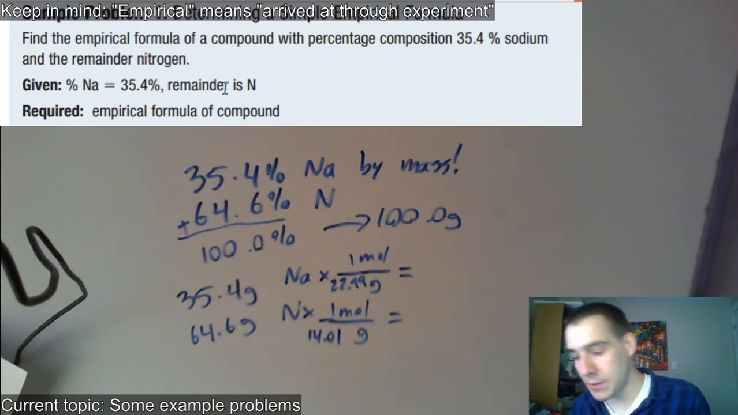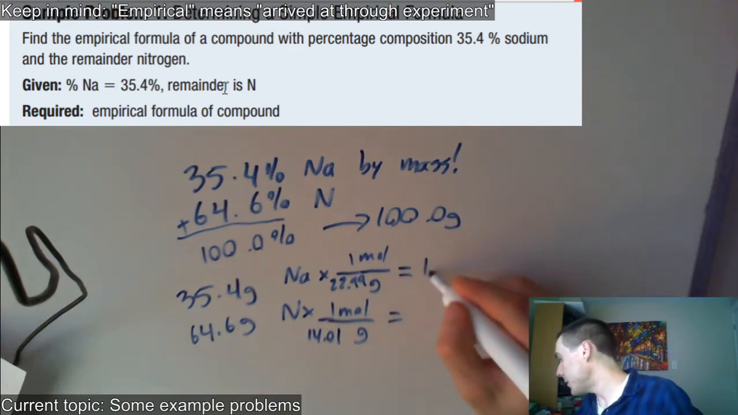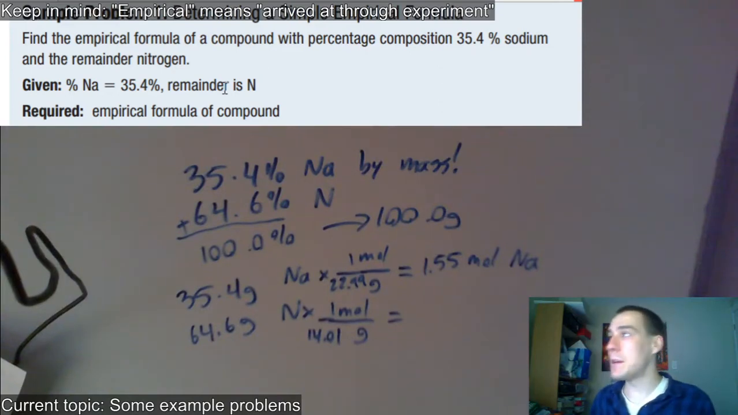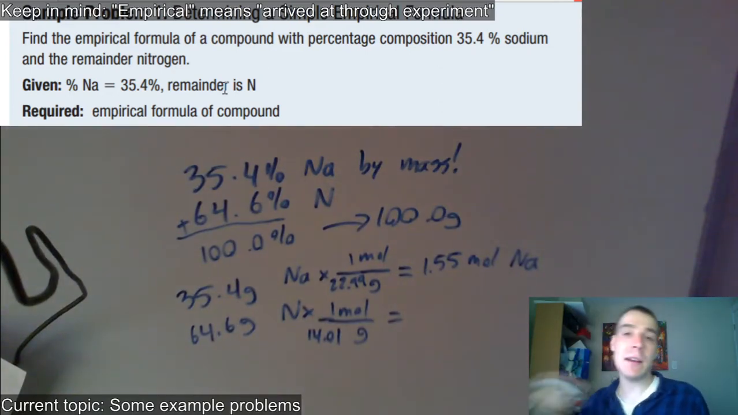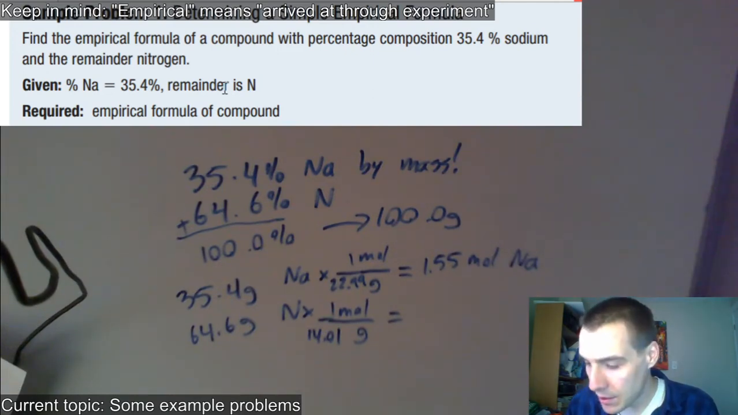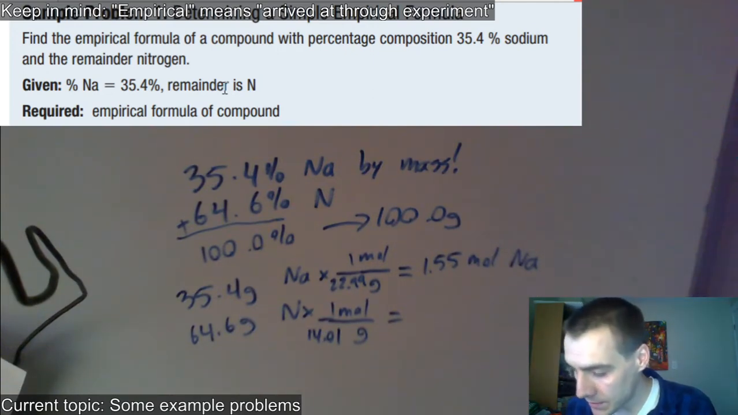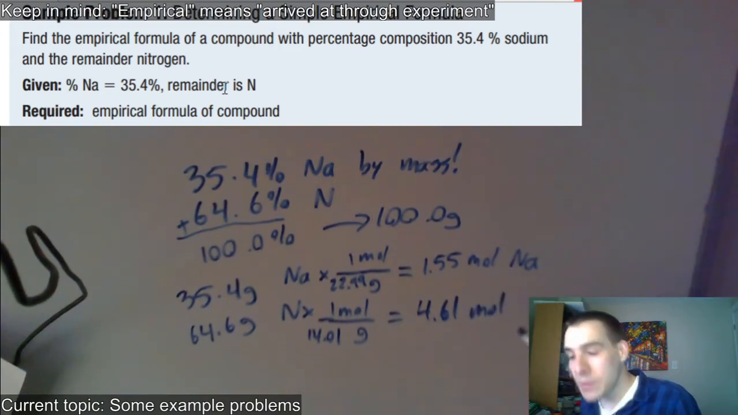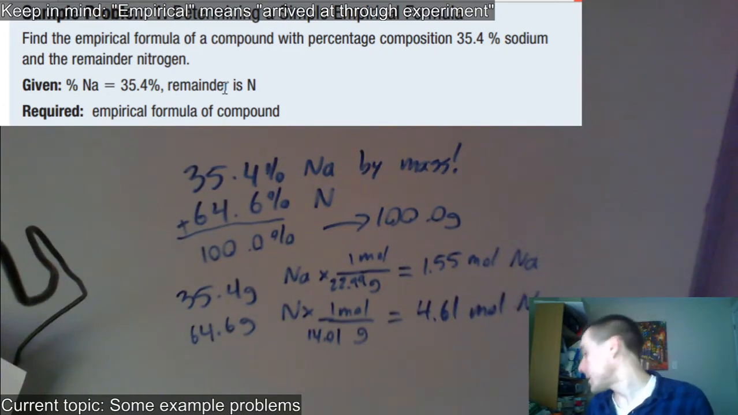35.4 divided by 22.99 is 1.55 moles of sodium in my compound, in my 100 grams of compound, my fake 100 grams, but it works. We can choose whatever mass we want. And 64.6 divided by my 14.01 gives me 4.61 moles of nitrogen.